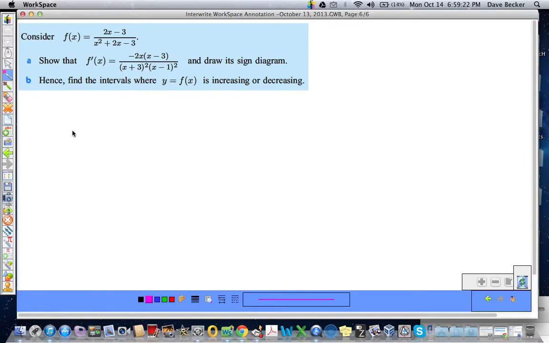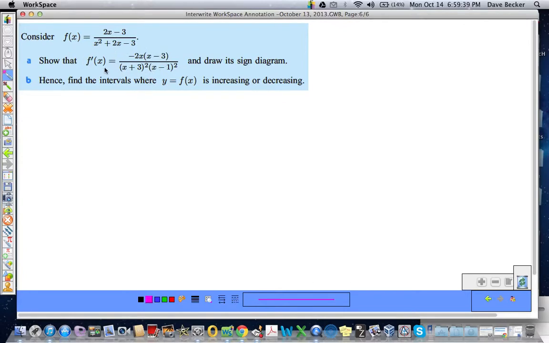This is the last example that we're going to do. So this makes this increasing and decreasing functions, part 4. Let's get down to it. Consider this function here, and we need to show that its derivative is equal to this.